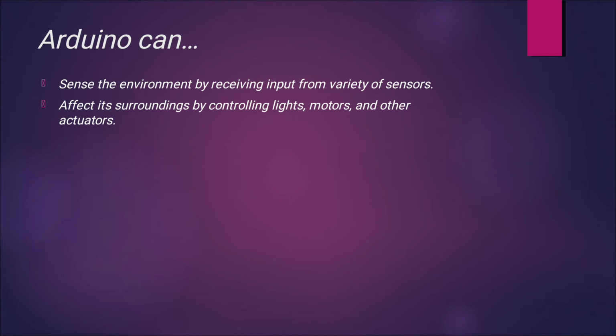Arduino senses the environment by receiving input from a variety of sensors. A sensor is a device that transforms a physical quantity into electrical values. For example, a light sensor transduces the light into a change in voltage or resistance. Light sensors are the photoresistor, photodiode and phototransistor.